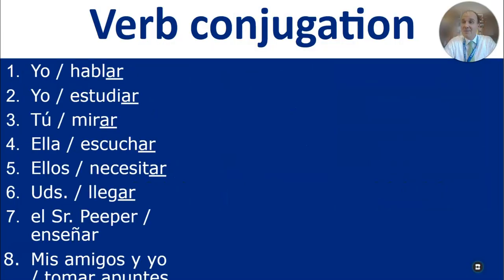So let's see if we can put some of this together and try to communicate. Yo is the subject, hablar is the infinitive. How would you communicate I speak, I do speak, or I am speaking? Well, hopefully you're writing down hablo. I drop the AR and I add the O because the O goes along with the yo form. Yo estudiar. So how would I communicate I study, I do study, or I am studying? Well, I drop the AR and I'm going to add an O again because we know that's the ending for the yo subject.